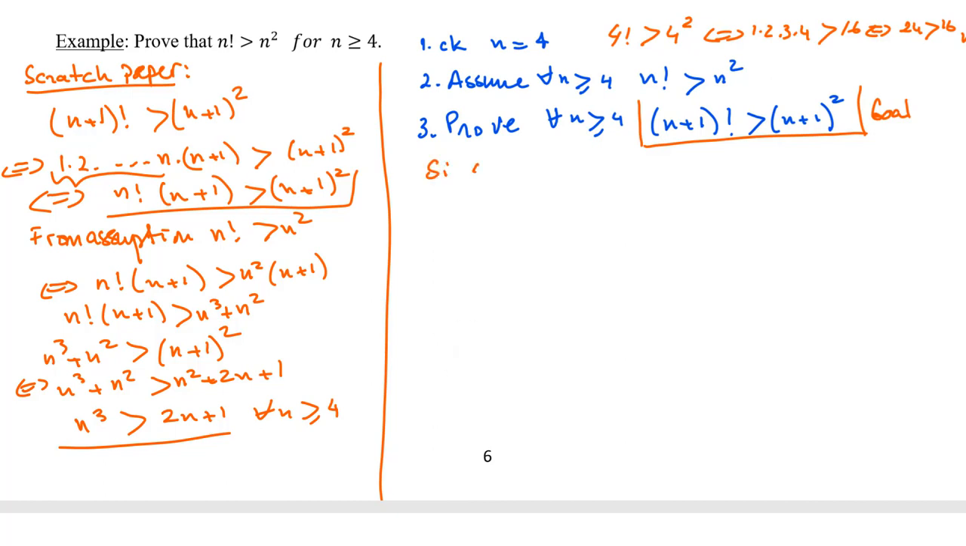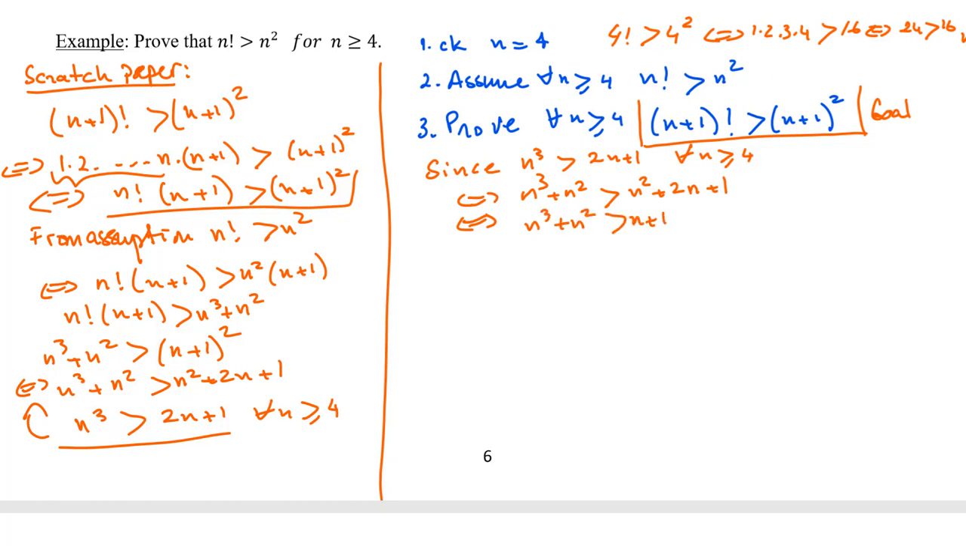So since n to the third is greater than 2n plus 1 for all n greater than or equal to 4, now I go backward this way. Then this is equivalent to saying n to the third plus n squared is greater than n squared plus 2n plus 1, which is equivalent to saying that n to the third plus n squared is greater than n plus 1 quantity squared for all n greater than or equal to 4.